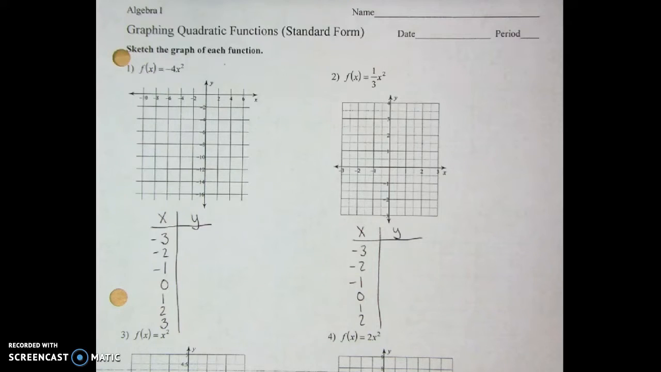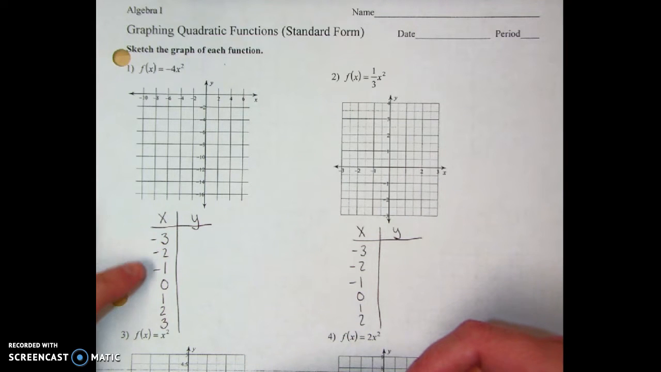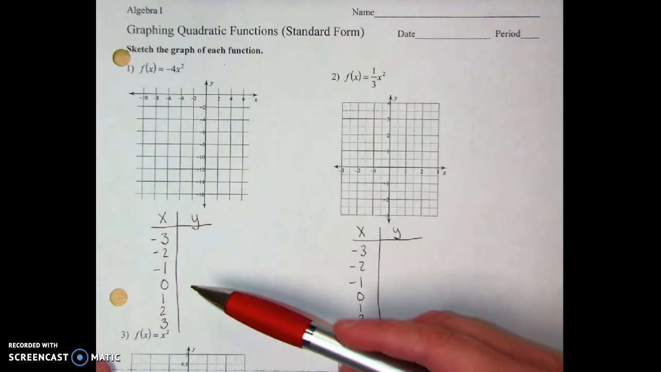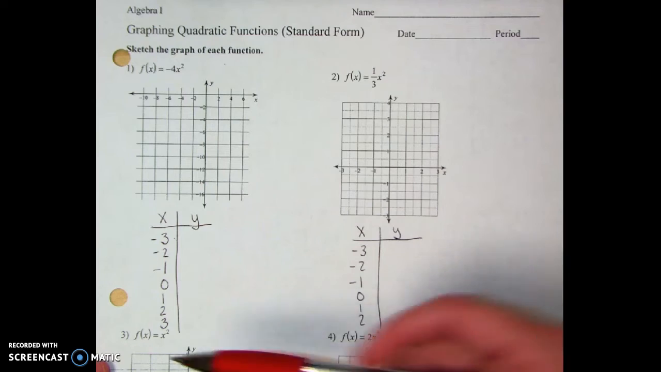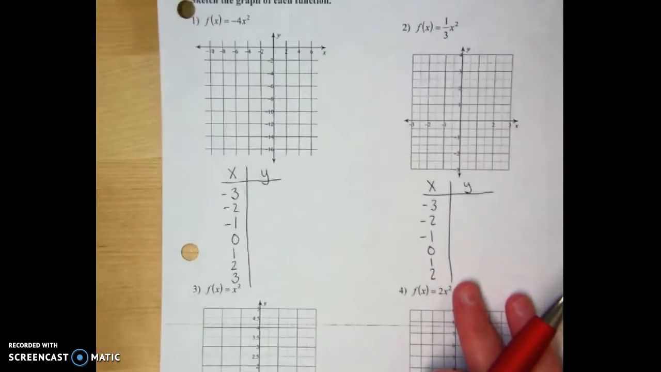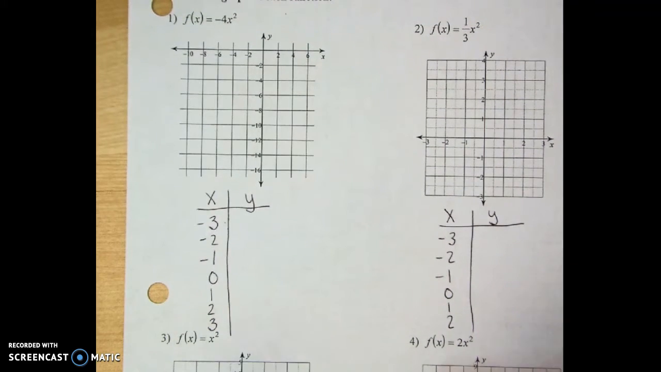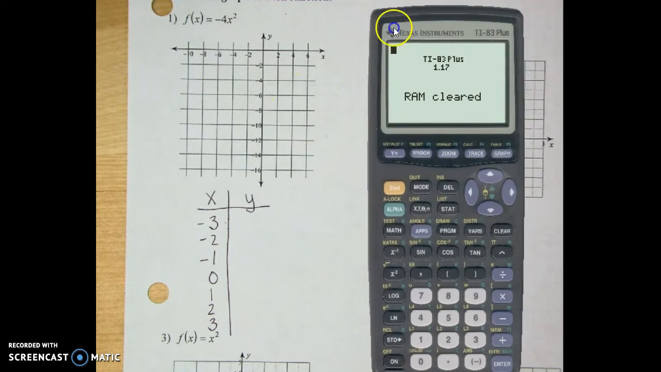We're going to start graphing quadratic functions, and we're going to start off with making tables. And I know usually you do -2, -1, 0, 1, 2, but now we're going to add in a -3 and a +3. Okay? So first start off with your table, and then you're just typing these into your calculator and getting the values. So let me bring over the calculator here.